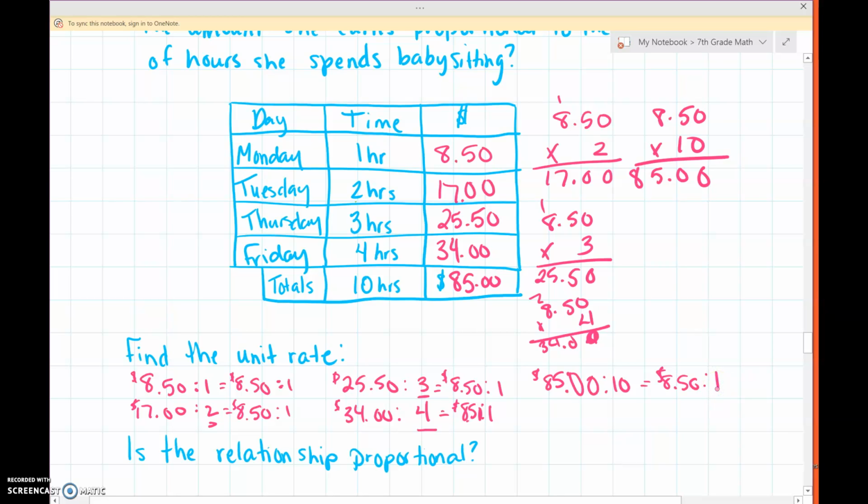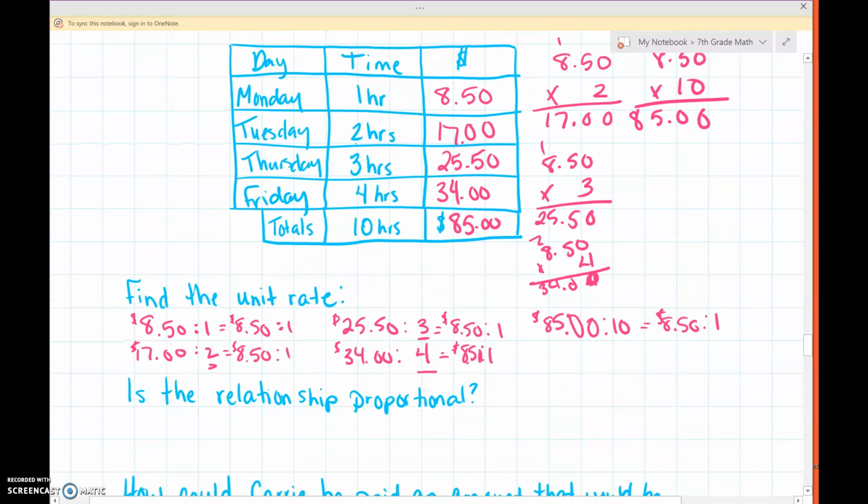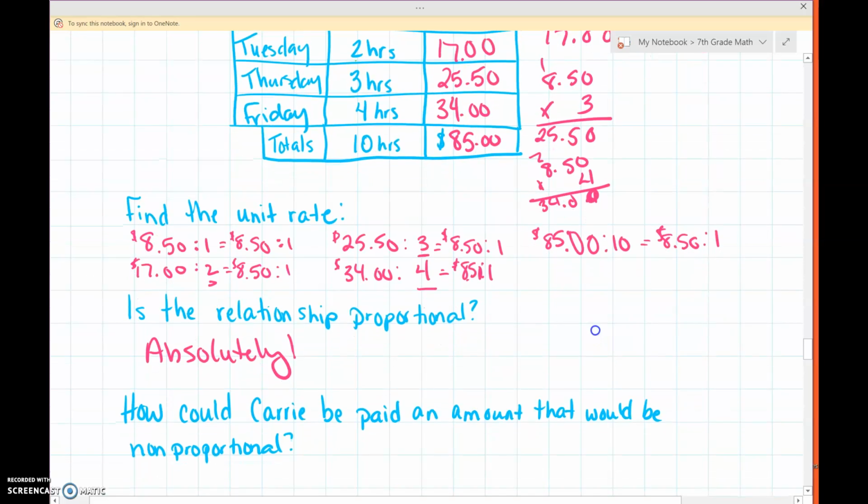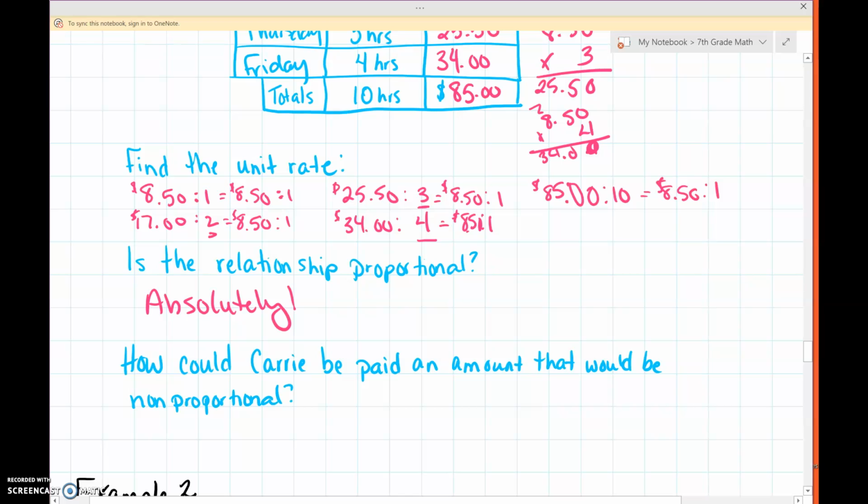What pattern do you notice? So is the relationship proportional? Absolutely. All of my unit rates are the same. So how could she be paid an amount that would be non-proportional?